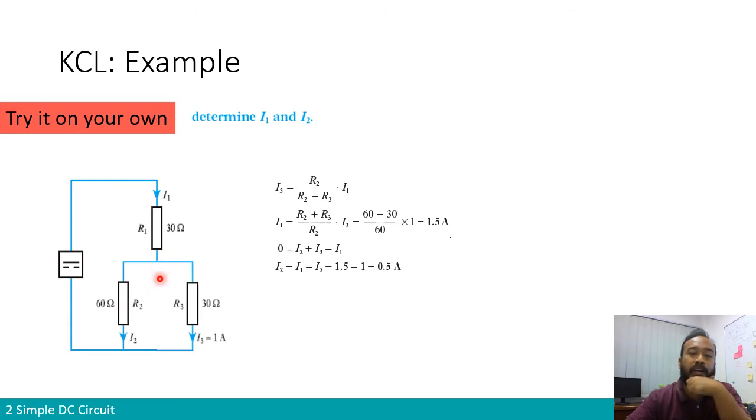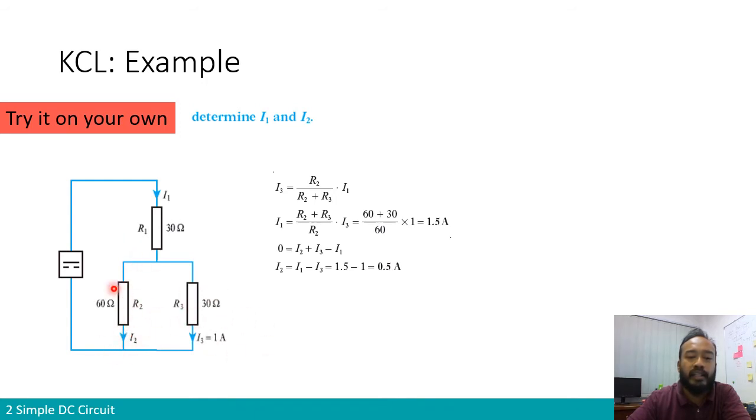Now you can use the KCL at this junction. KCL at the junction, as I mentioned just now, we can write as I2 plus I3 minus I1, which is the same thing as I1 minus I2 minus I3 equals 0. If we isolate I2, we get I2 equals 0.5 amps. So 1.5 amps comes from I1 from the supply, and then it is separated: in I3 we get 1 amp, and in I2 we get 0.5 amps.